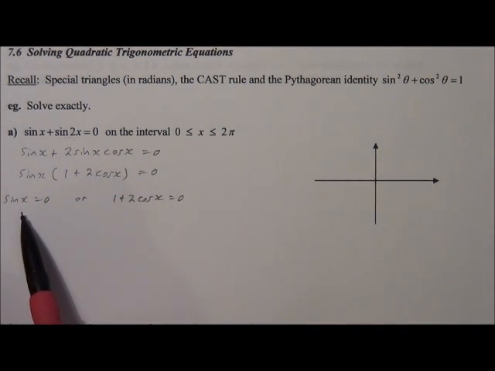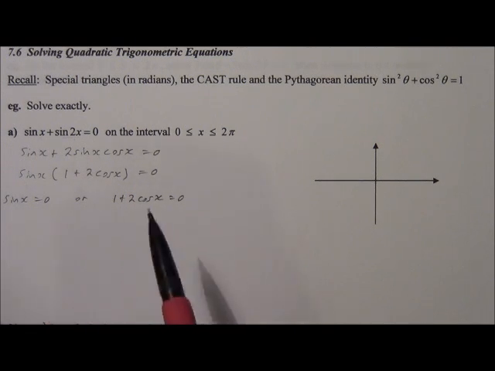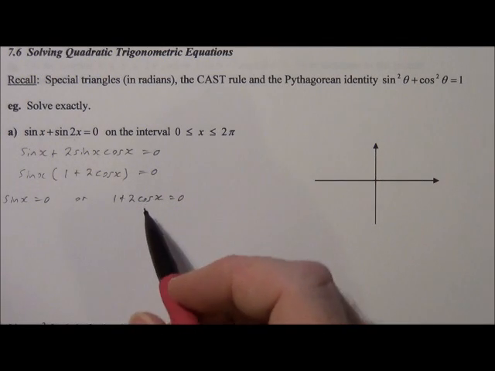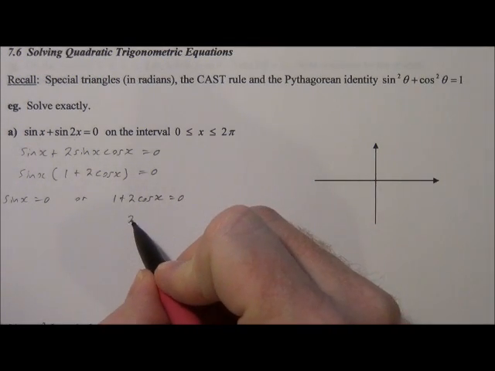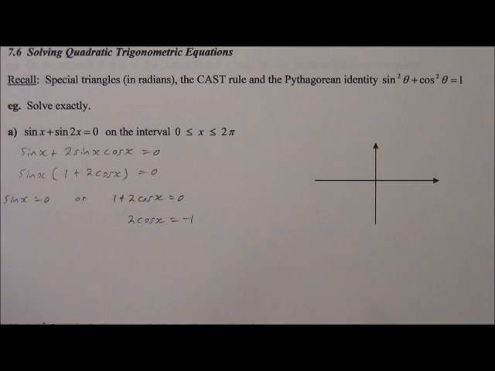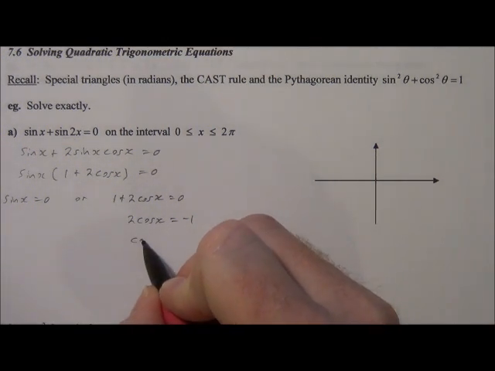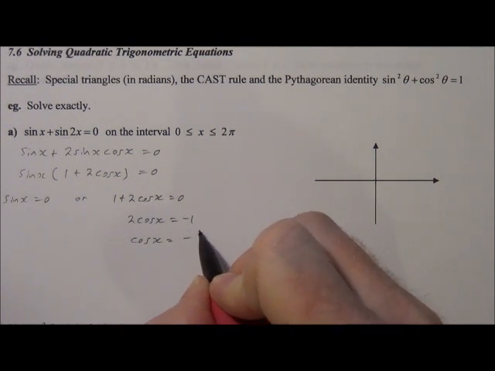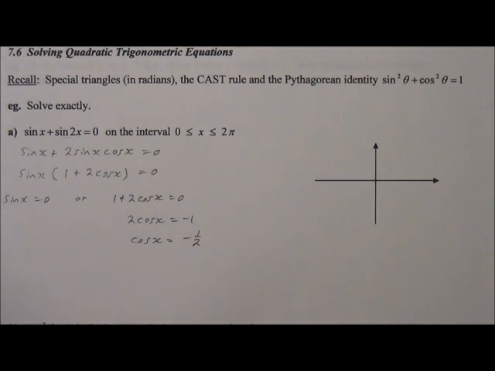This one's pretty easy, we can just leave that as it is. And this one we just need to rearrange and solve for cos x. So we subtract 1 from both sides. Then we divide both sides by 2. And then what we need to do is analyze these things. Okay, so we've got cos x equals negative a half.